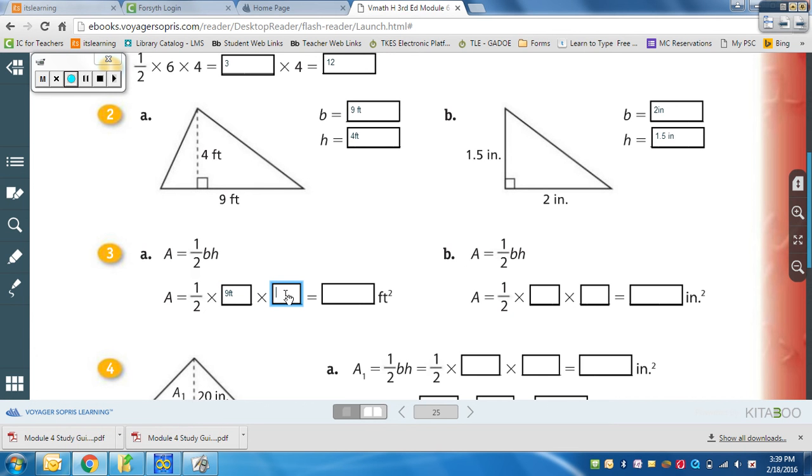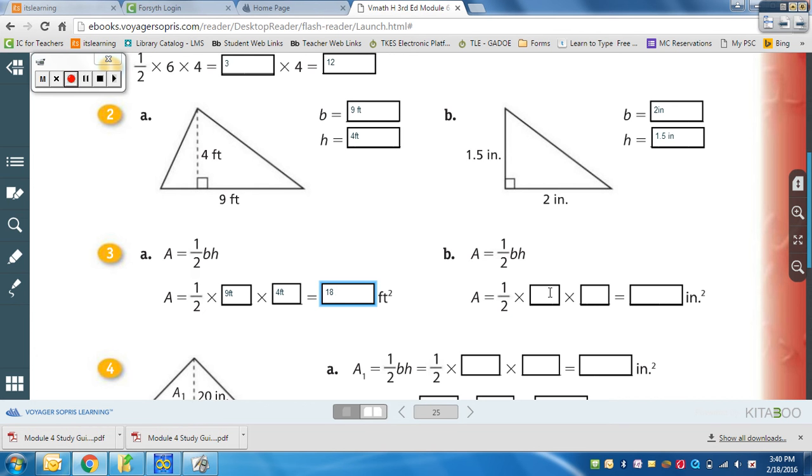What is 1/2 times 9? Excuse me, got ahead of myself. What is the height of the triangle? Well, the height is here. So the height is 4 feet. So now what is 1/2 times 9 times 4? 1/2 times 9 times 4 is 18 feet squared.